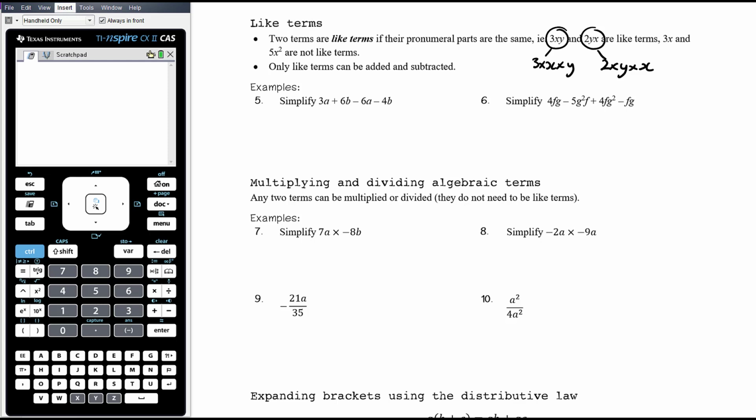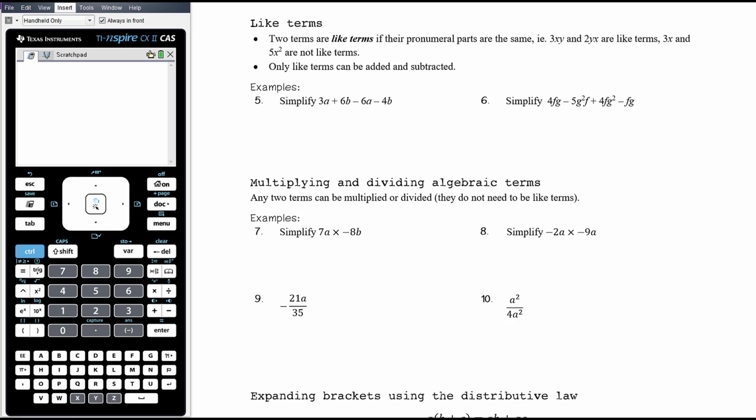Now, in the order of operations, it doesn't matter what order we do multiplication in, so this is exactly the same as 3 times x times y, okay? The order that those letters are written in makes no difference. They are like terms. 3x and 5x squared are not like terms. They've both got x's, but 3x is 3 times x, whereas 5x squared is 5 times x times x, okay? So that is not the same as that.